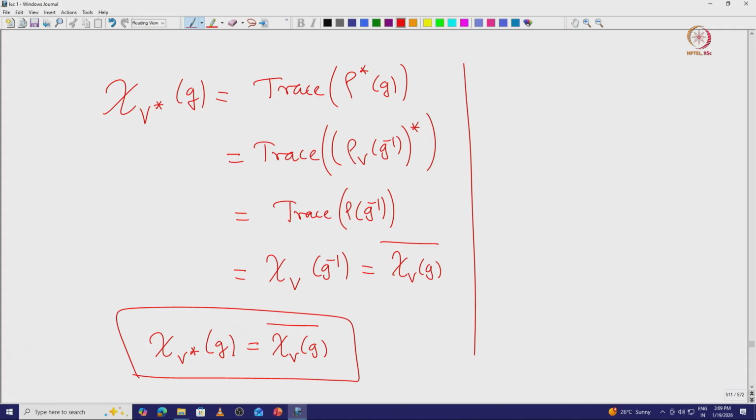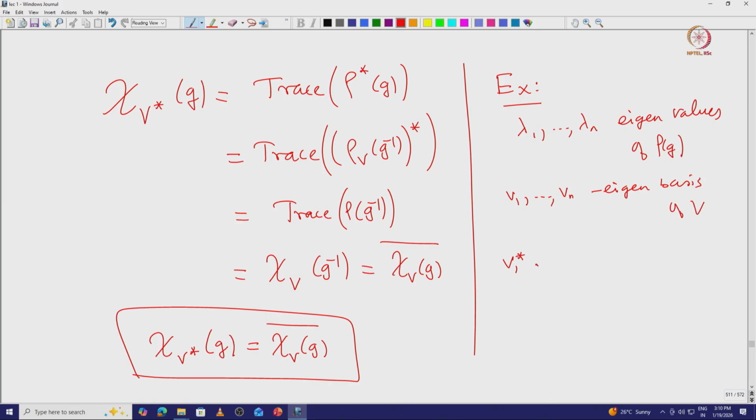This identity can be verified just by looking at the eigenvalues. Take this as an exercise. If lambda_1 through lambda_n are the eigenvalues of rho of g, then let us say v_1 through v_n is the corresponding eigenbasis of V.